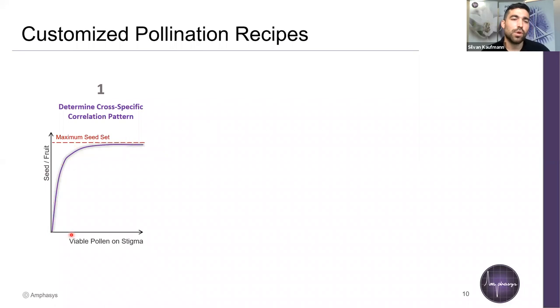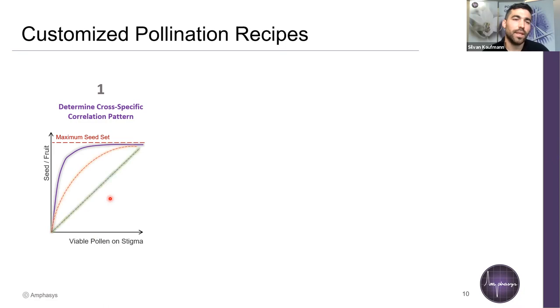Now, this saturation model basically allows you to tell at what viable pollen load do I get a full seed set. For instance, if you add a lot of viable pollen on that stigma, you will get the full seed set. On the other hand, you could have added much less and you would still have reached quite a high seed set. If you pollinate with very little viable pollen, we are in this area, and you will not get the best outcome. So the optimum will be somewhere here in between.